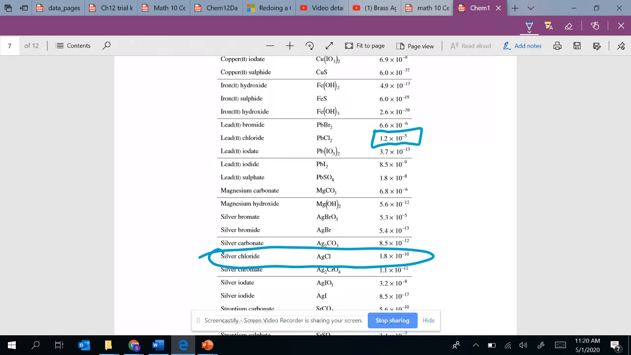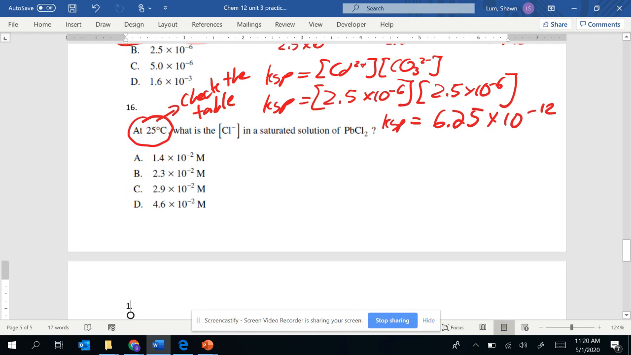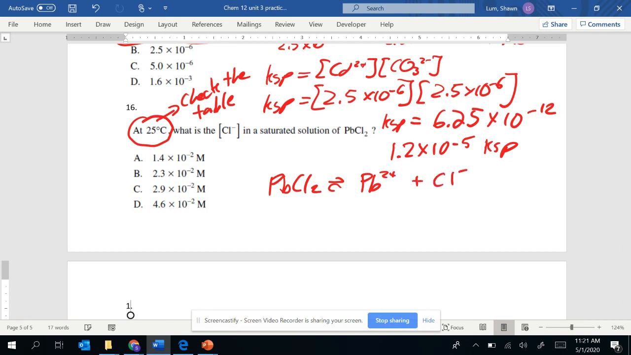1.2 times 10 to the negative 5. So 1.2 times 10 to the negative 5 is the Ksp for this. Okay, and so if I write PbCl2 as Pb2+ and Cl-, here's my equation, I guess, or not my equation, but my formula.